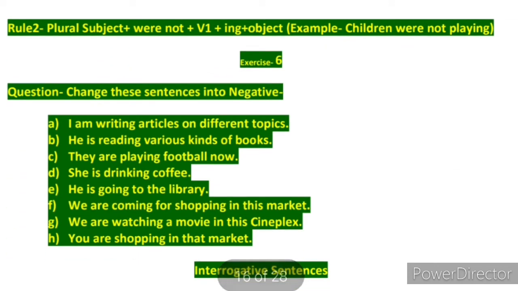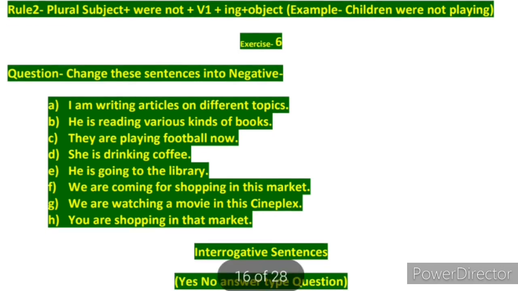So here are some examples. I am writing articles. So answer will be I am not writing. Next, he is reading. So he is not reading. Rest will be the same. They are playing. They are not playing football now. She is drinking coffee. She is not drinking coffee.